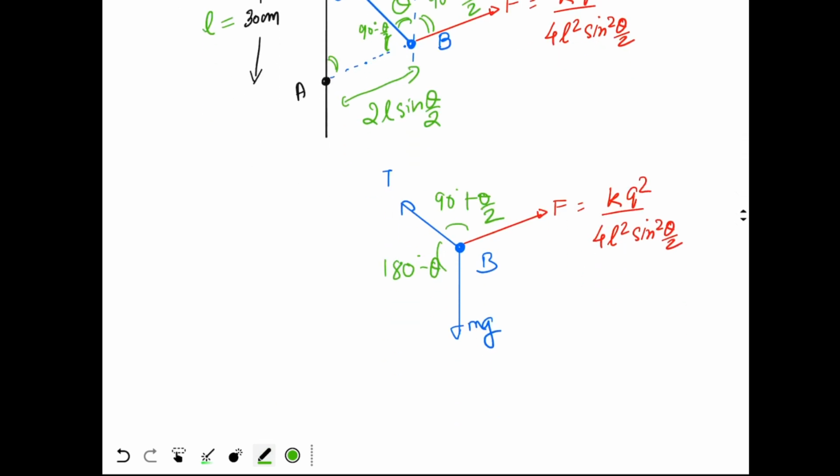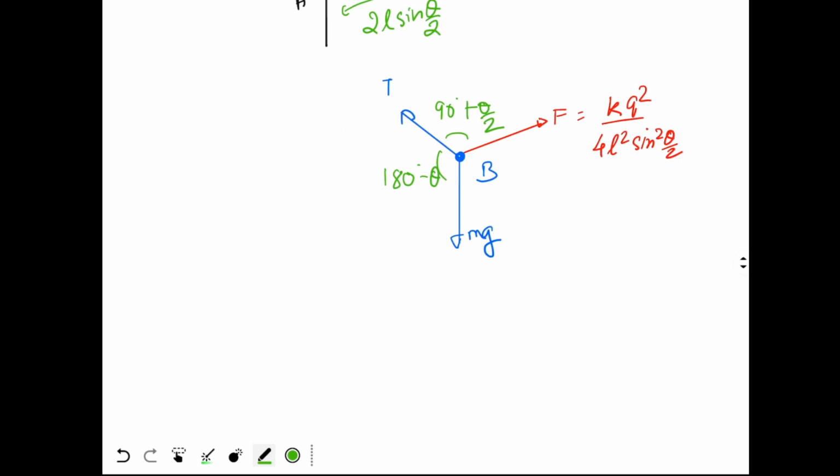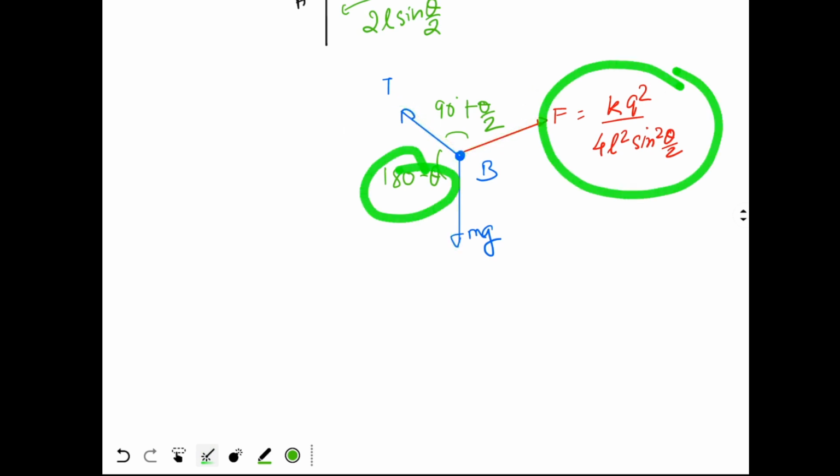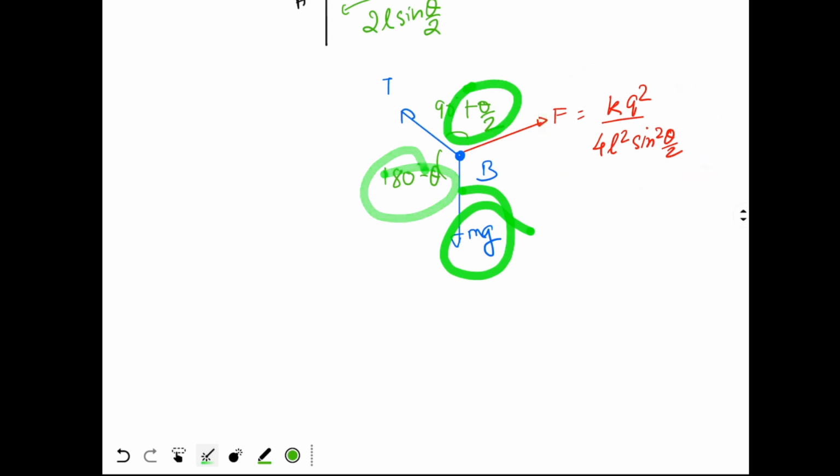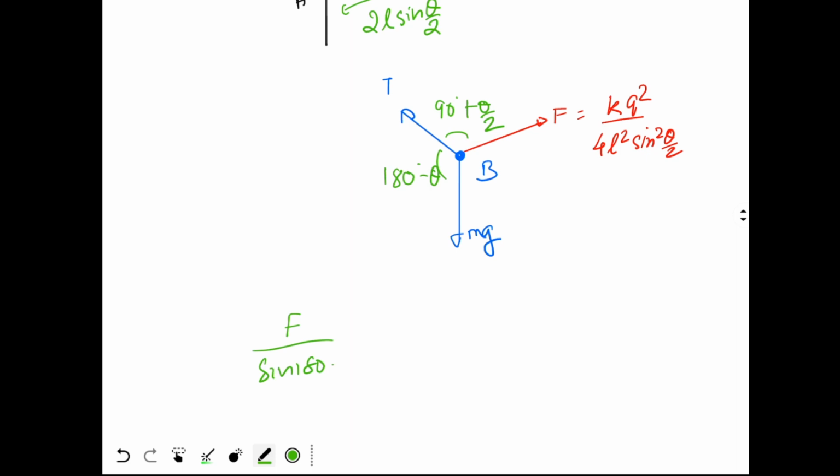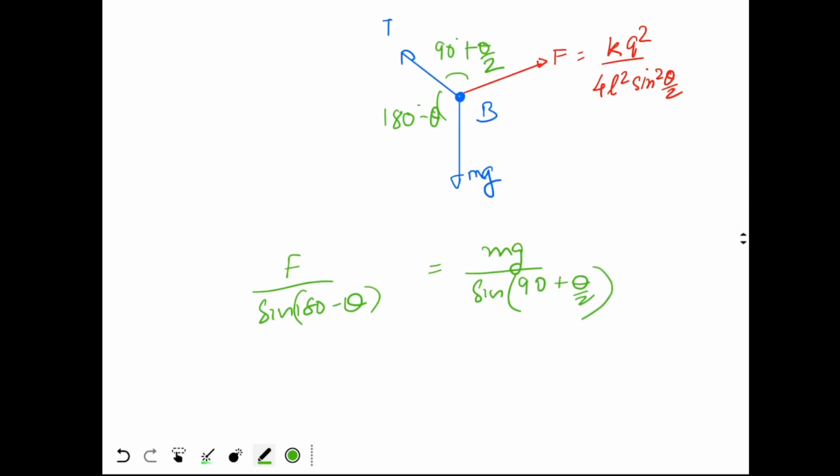That's it. So now apply Lami's theorem. So Lami's theorem means what? First of all, these three force vectors are adding up to 0. Their total sum vector is 0. So this force divided by sine of this angle equals this force divided by sine of this angle. So we have F by sine 180 minus theta is equal to mg by sine 90 plus theta by 2. Sine 180 minus theta is again sine theta, and put the value of F.